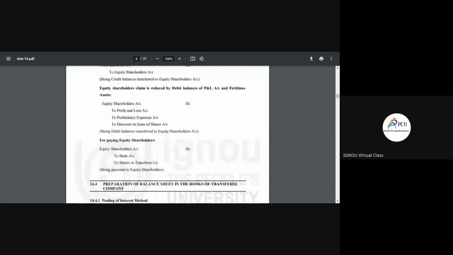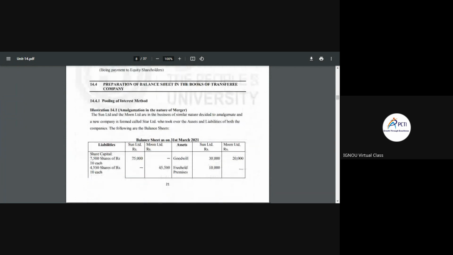Next entry will be: equity shareholder claim is reduced by debit balances of P&L account and fictitious assets. So, equity shareholder account debit to profit and loss account, to preliminary expenses account, to discount on issue of shares account. This entry will be passed. Next one is for paying the equity shareholders: equity shareholder account debit to bank account, to shares in transferee company account, being the payment to equity shareholders.